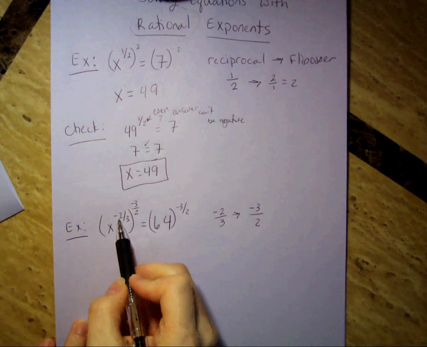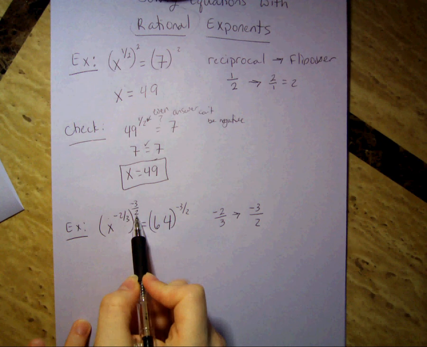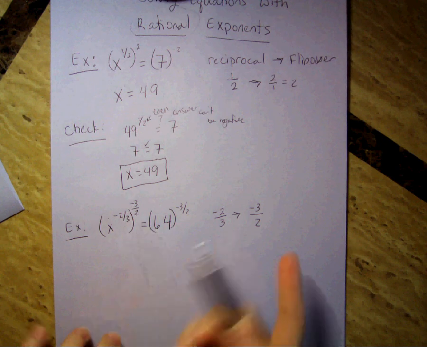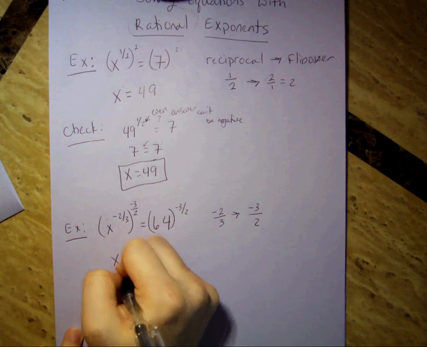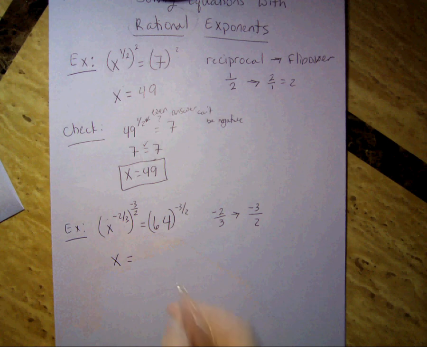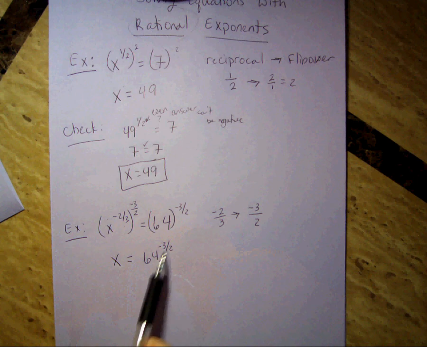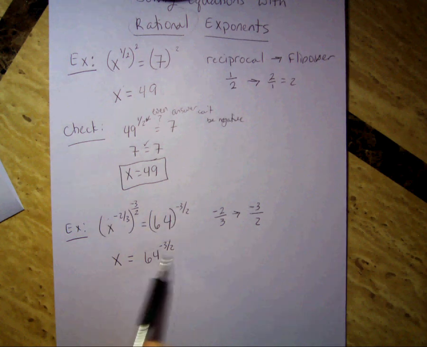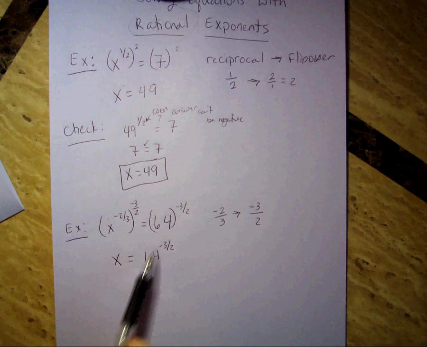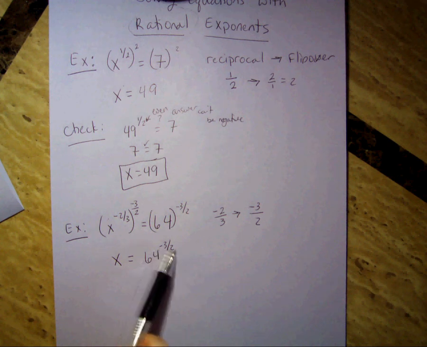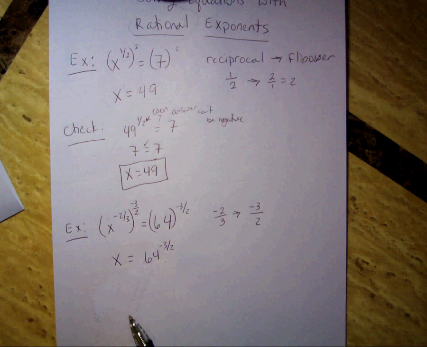On the left, negative and negative makes positive. 3 times 2 is 6. 6 over 6 is just 1, which is what we want. So x to the first power, or just x, equals 64 to the negative 3/2 power. Now what's nice about this is we can go about simplifying this in any order. I can start by taking the square root, or raising it to the third power, or flipping it over, and either way I'm going to end up with the same answer. One just might be easier than the other.